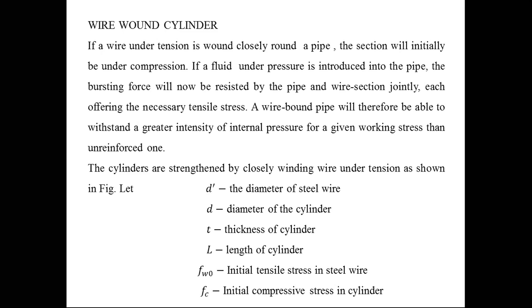All of you already know wires are tensile in nature. So those wires will be wound on the pipe. The tension in the wire gives the external pressure on the cylinder. Hence, it introduces the compressive hoop stress in the cylinder.